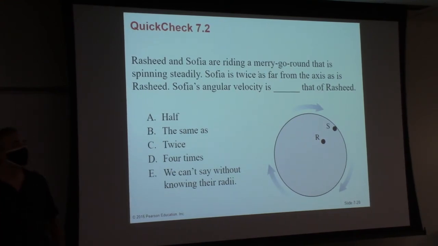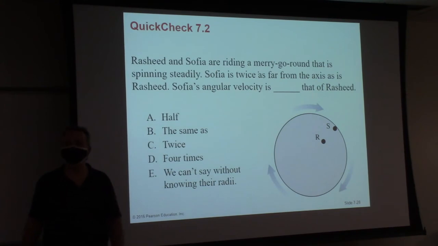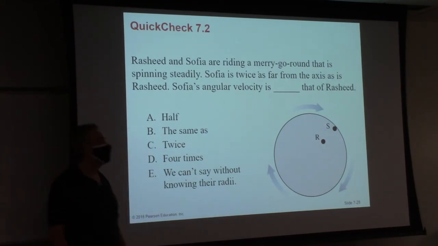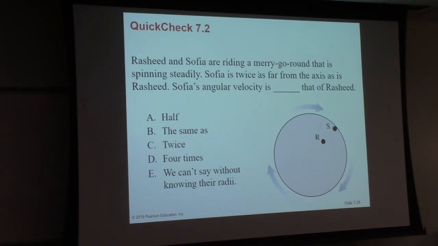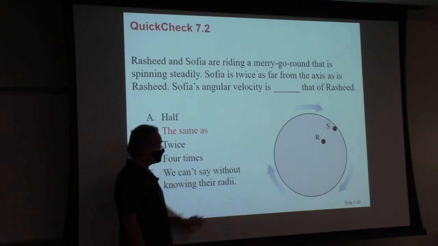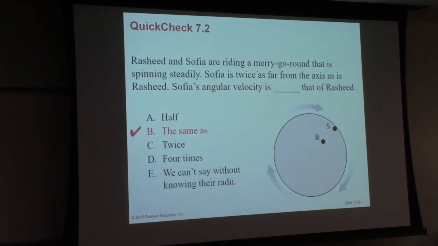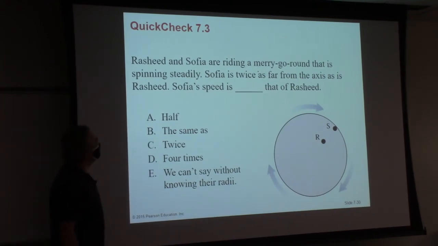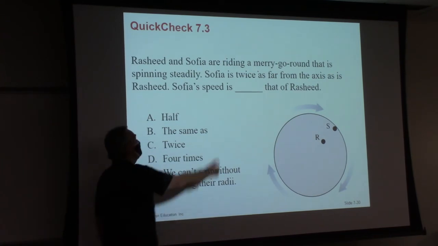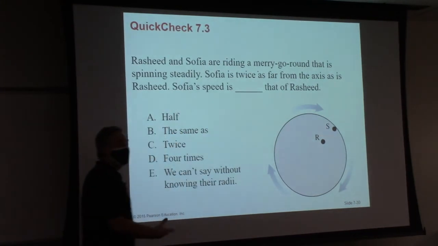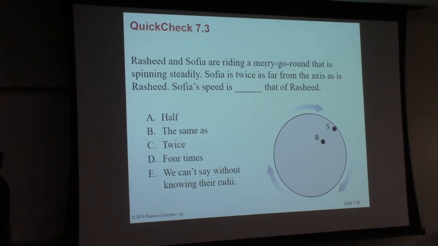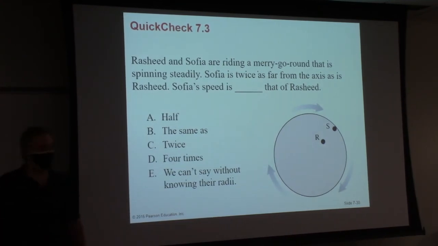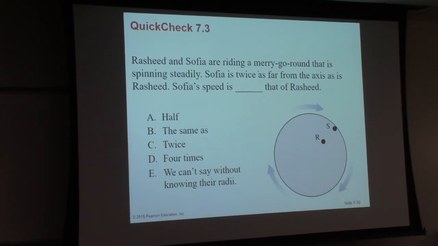Good, excellent. So it's the same, right? It's the angular velocity. The omegas are the same. The radians per second are the same. Sophia is twice as far as Rashid. Sophia's speed, so not angular speed, just regular old speed, translational speed, the kind that we're used to, is half as much, same, twice as much, four times as much. Remember, let me just give you a hint.